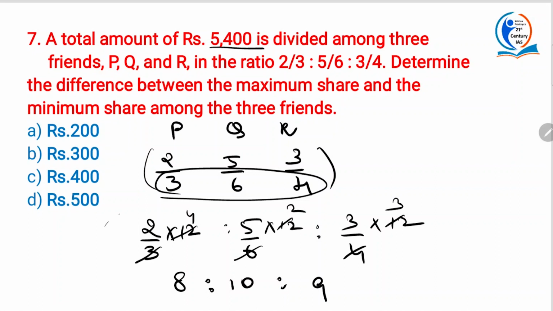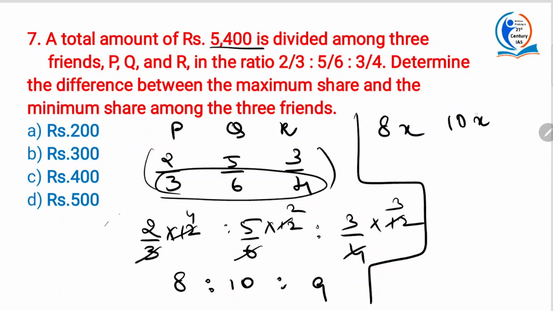Alright, in absolute terms, P's number will be 8x, Q's number will be 10x and R's number will be 9x. Now the total amount is how much? 5,400. Now what are they asking? The difference between maximum share and the minimum share.